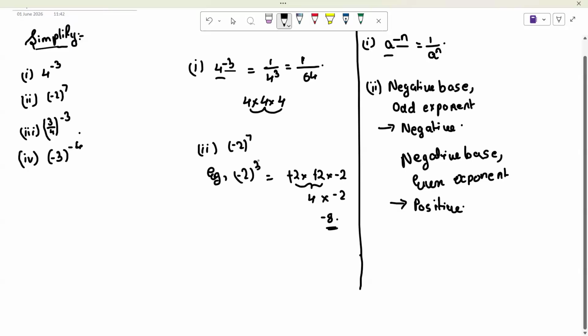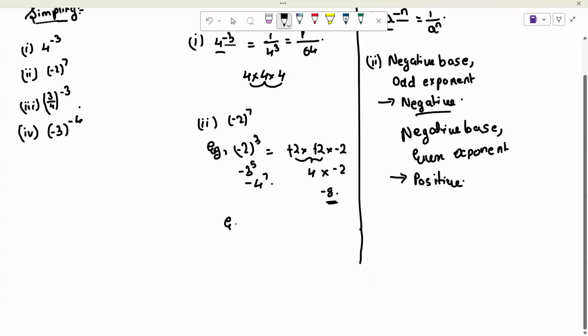So if you see a negative base with an odd exponent, like minus 2 power 3, minus 3 power 5, minus 4 power 7, then you have to know that your answer will be negative. Now let's see another example. This is a negative base and even exponent, which will give you positive. Let's take minus 2 power 2. That will give you minus 2 into minus 2. The minus minus will cancel out, it will become plus, and will just give you 4.